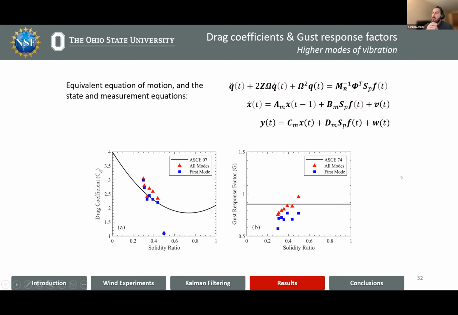So in comparison with the literature, we have also shown that the modal estimates of drag coefficients and gust response factors are not as accurate as the estimates in nodal space. The difference between the modal and nodal estimates of drag coefficients and gust response factors can be seen in the figures on this slide.